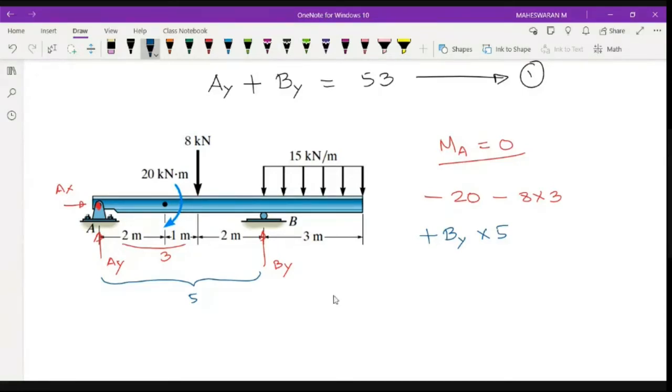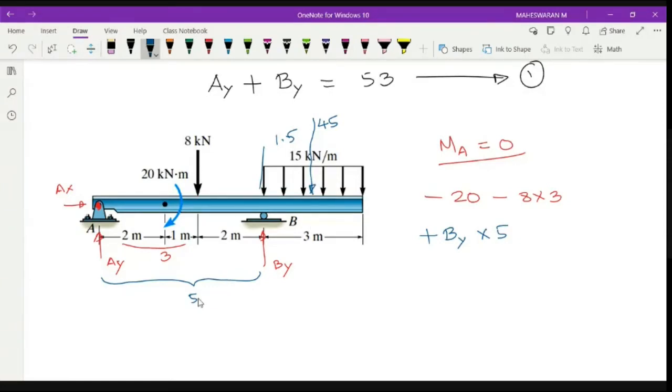Now this UDL, we are converting to a point load. When I convert this UDL to a point load, you will have this point load here, which is 15 into 3, 45 total load. That will be acting at a distance of 1.5, the center of 3, right? Now this is my point load. From here to A, what is the distance? So 1.5 plus 5, it is around 6.5 meter, right?